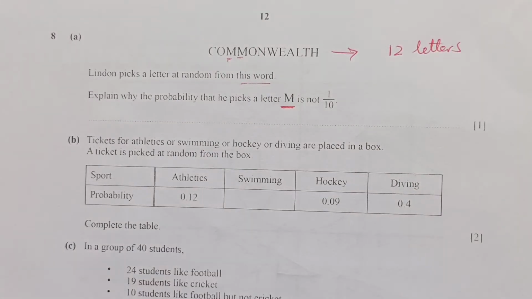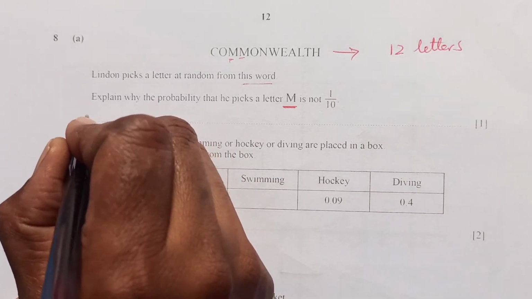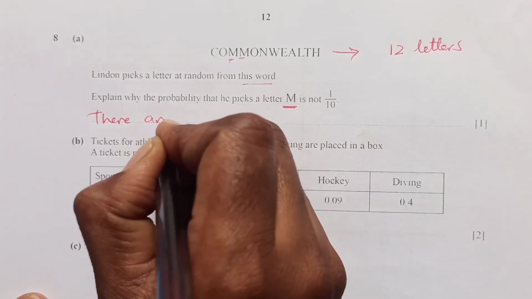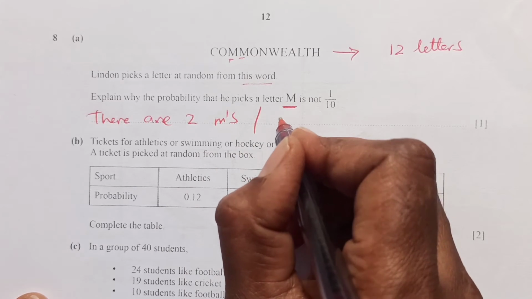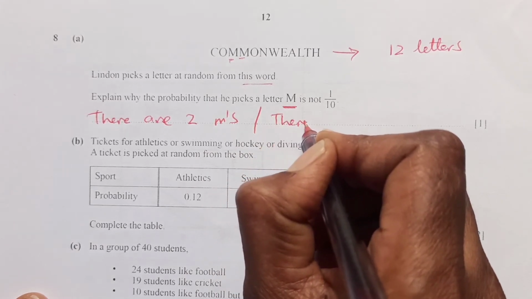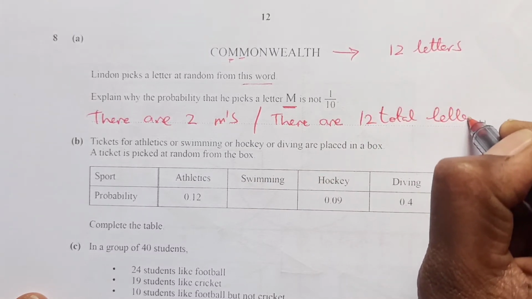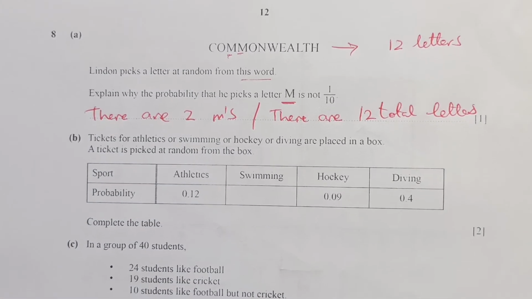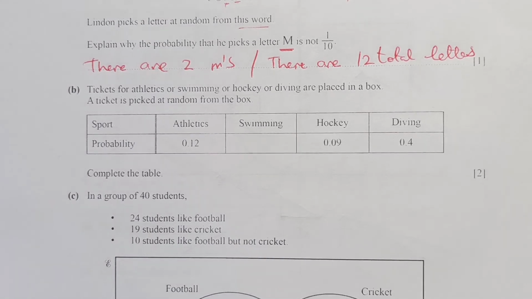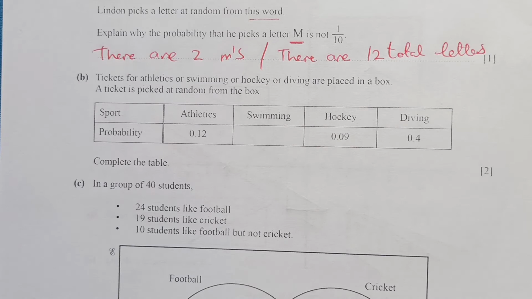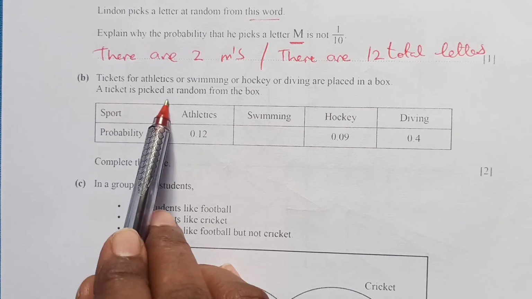But we have 2 M's here. So there are 2 reasons why this is not 1 over 10: there are 2 M's, and there are 12 total letters. So that's why this probability is not correct. Now part B, tickets for athletics or swimming or hockey or diving are placed in a box. The ticket is picked at random from the box.